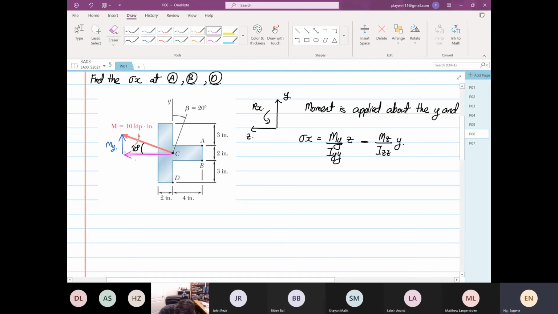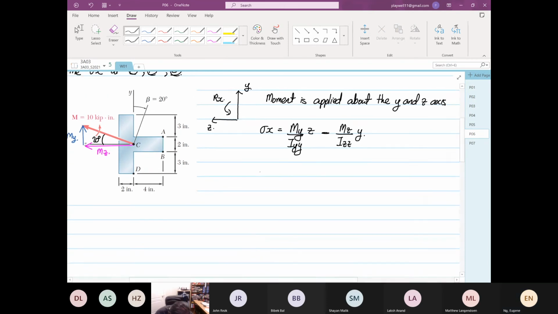This will be our MZ. Okay, so we find our MY, which is equal to 10 times 10 to the power 3 sine 20. Okay, so sine 20, that gives 3420.2 Newton meter.